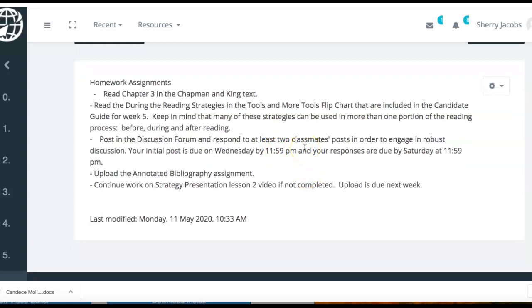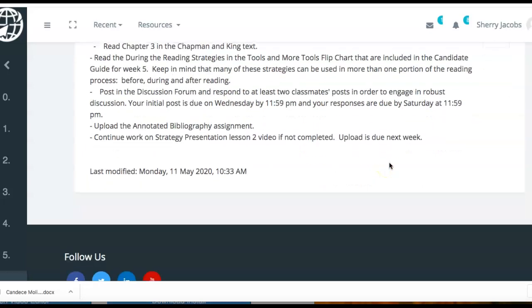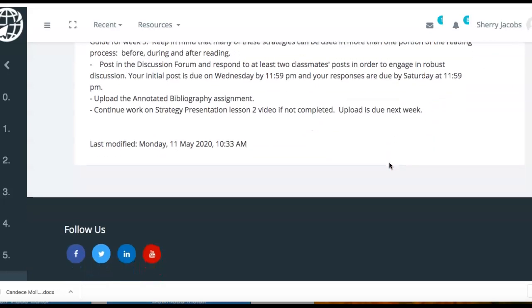You're going to post in the discussion forum and respond to classmates' posts in order to make discussion more robust. This is 2. I'm changing that to 1, so that's kind of a bonus. Your initial post is due on Wednesday, and response is due by Saturday. You're going to upload the annotated bibliography assignment, and you'll be continuing to work on your strategy presentation lesson 2 video, which will be due the following week.